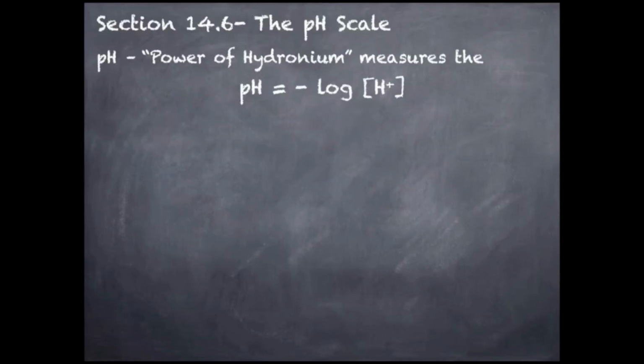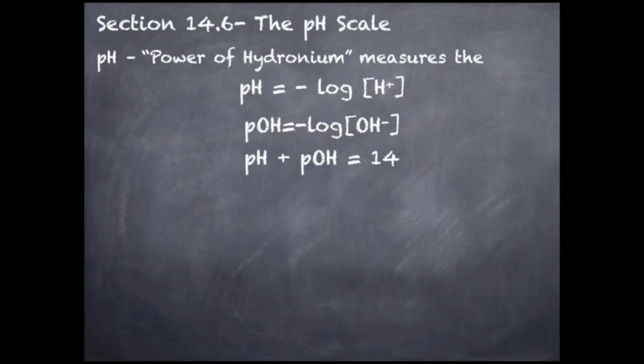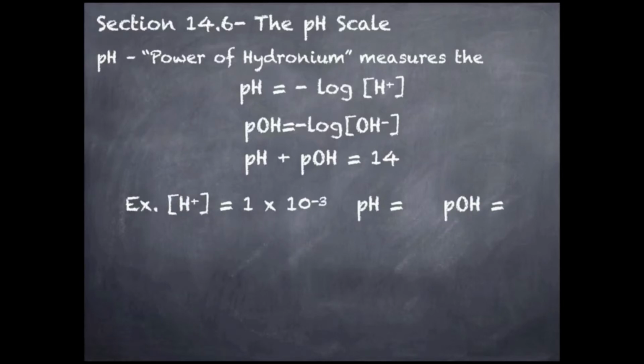So that's your pH right there. Your pOH is the same thing except it's the negative log of your concentration of OH minus instead of the negative log of your concentration of H+. And then finally, your pH plus your pOH equals 14. Okay, so let's look at an example.